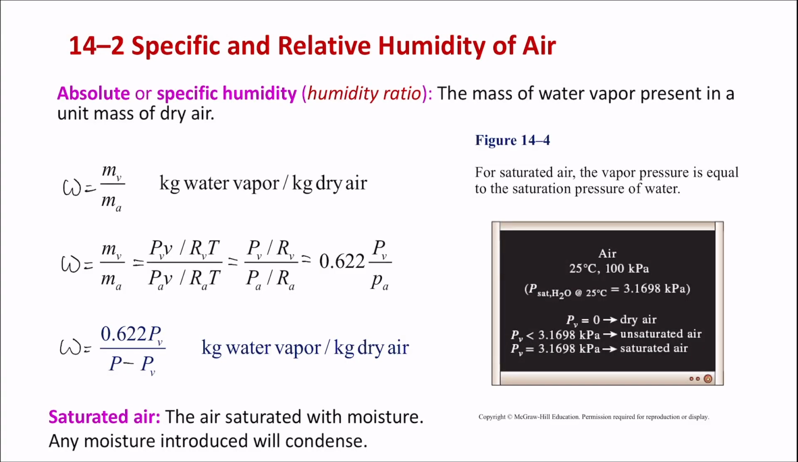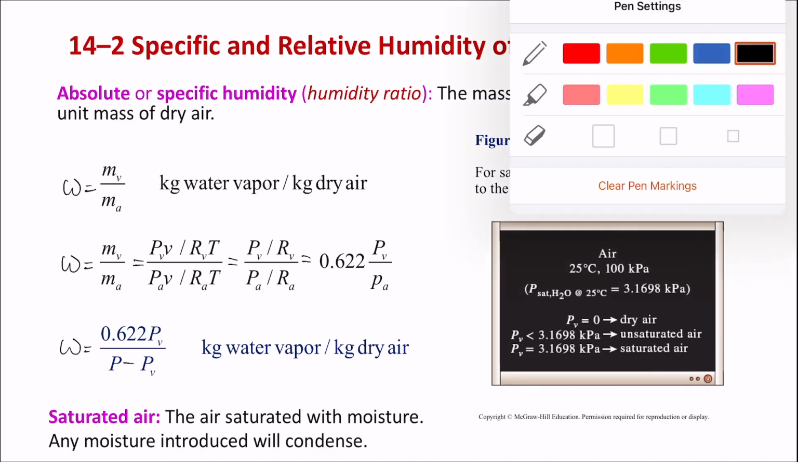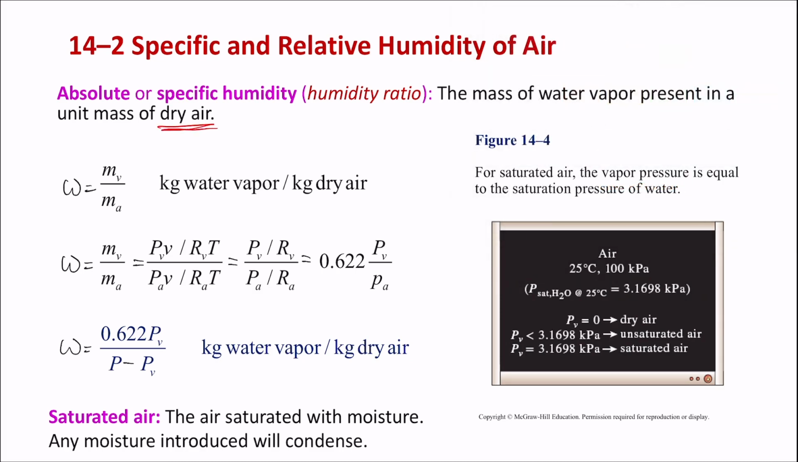So now we can define the concept of humidity. First, the concept is called absolute humidity, or specific humidity. This is a ratio: how much water per unit of dry air. In this chapter, we like to use the term specific with respect to dry air mass. So it's how much dry air. Pay attention to that.